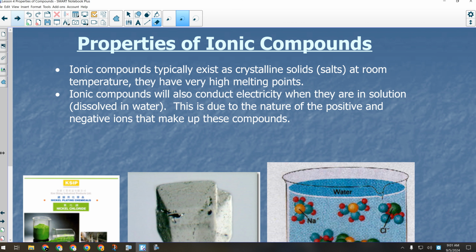So ionic compounds typically exist as crystalline solids at room temperature. Ionic compounds have very high melting points, usually several hundred degrees. And anything that is a crystalline solid is generally referred to as a salt. That's why we don't use the word salt only for sodium chloride. Salt is a general term referring to any crystalline ionic compound.